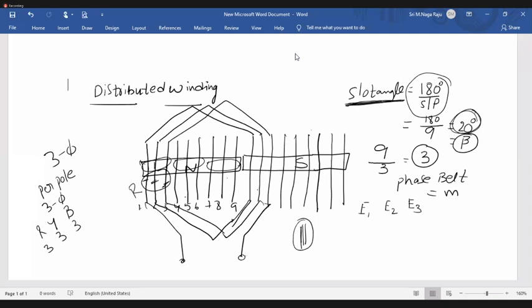Okay, so related to distributed winding, we have two definitions. We will note it down. First of all, write down distributed winding. Just a key point. The number of armature conductors are distributed throughout the periphery of the armature core.